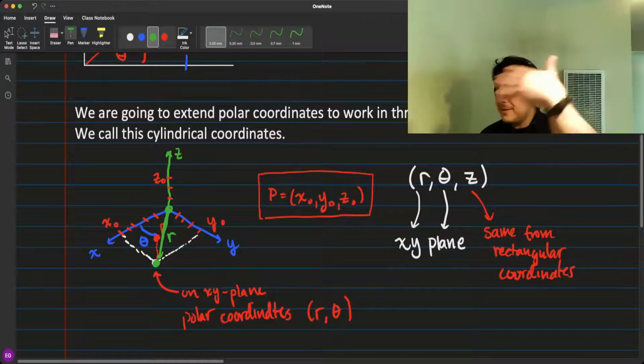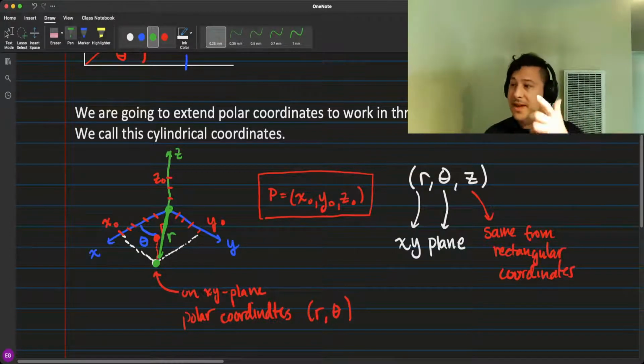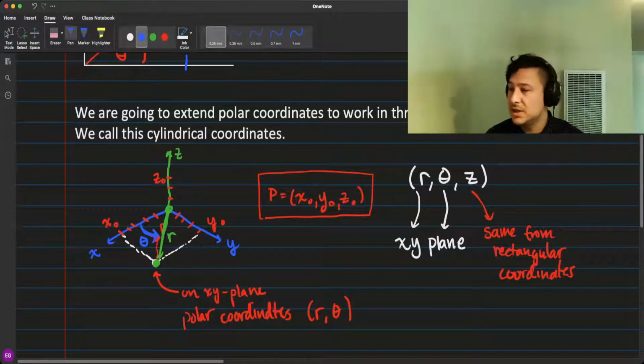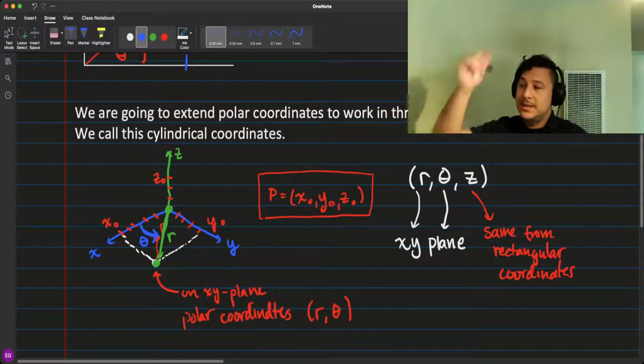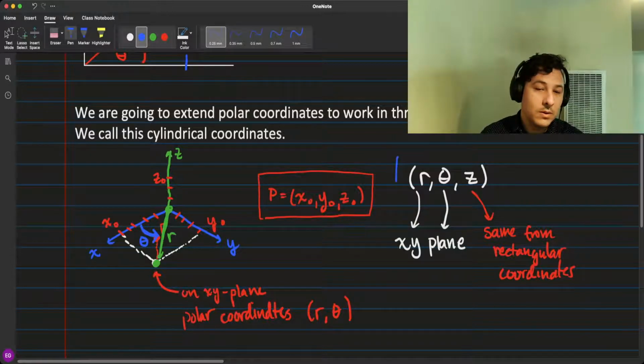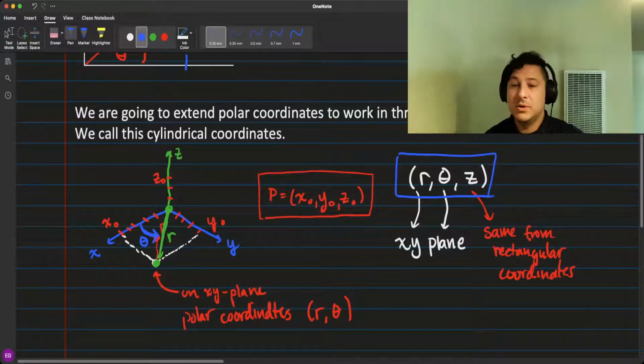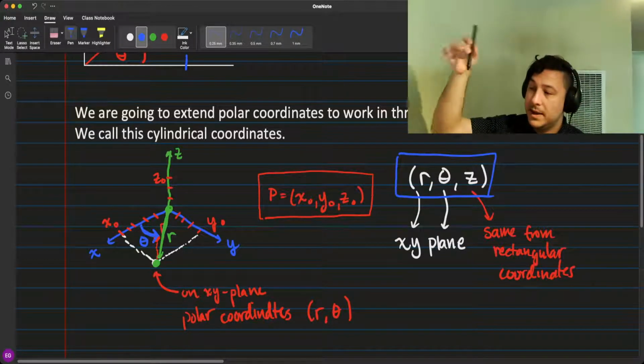And then that radius has some theta that it's rotated from the x-axis, which is why in green I have this little line showing rotation with the theta. So r and theta work exactly like polar coordinates. You get a point on the xy plane, and then you sprout up by some z amount. The r and the theta are in the xy plane, just like polar coordinates, and then the z value works just like the z value for rectangular coordinates. You go up by that amount.